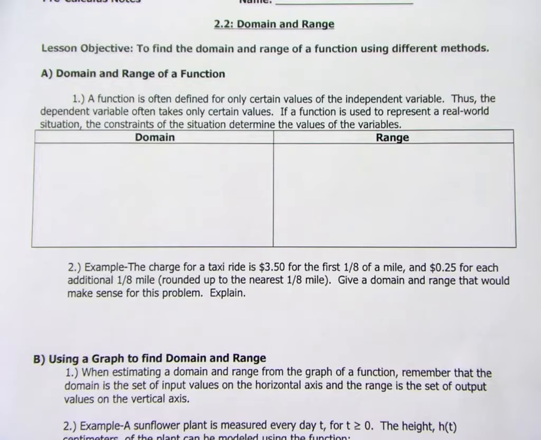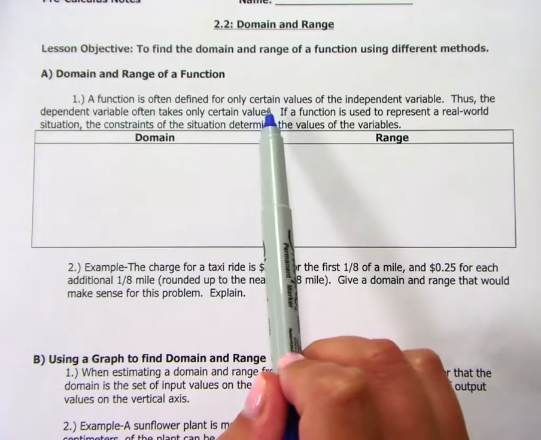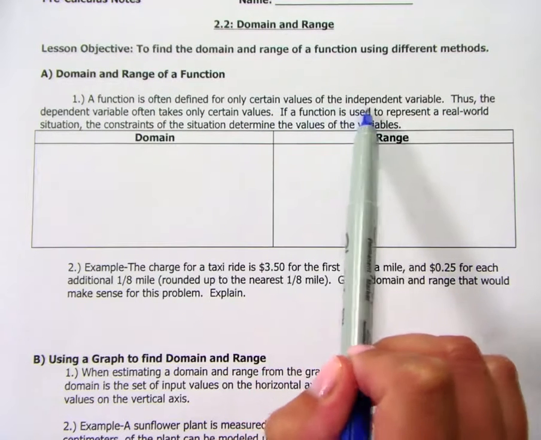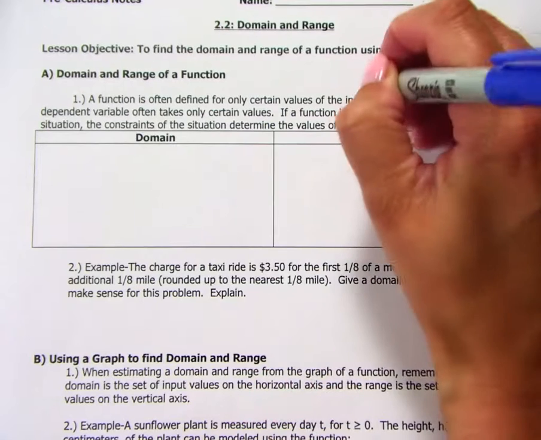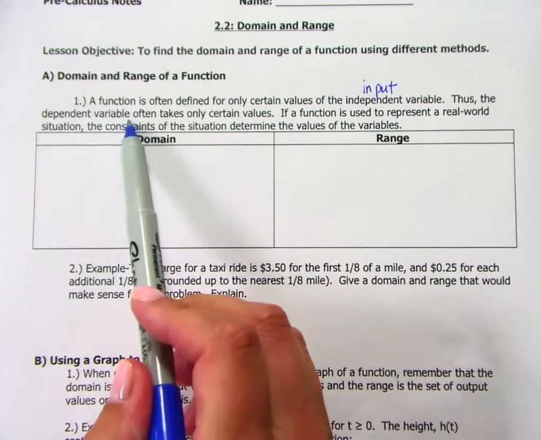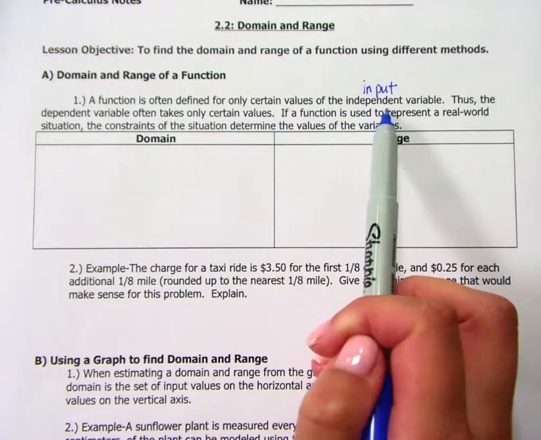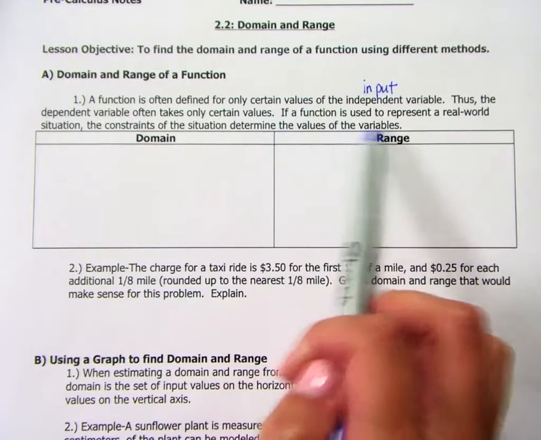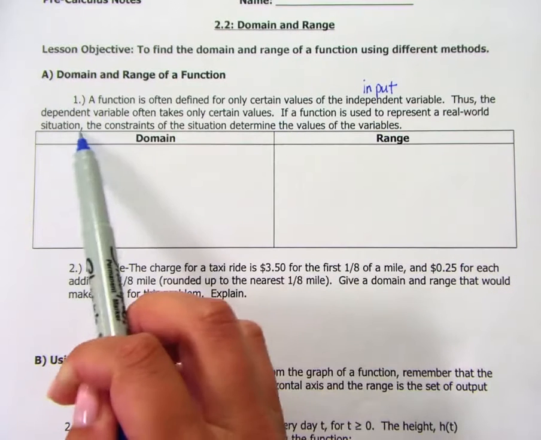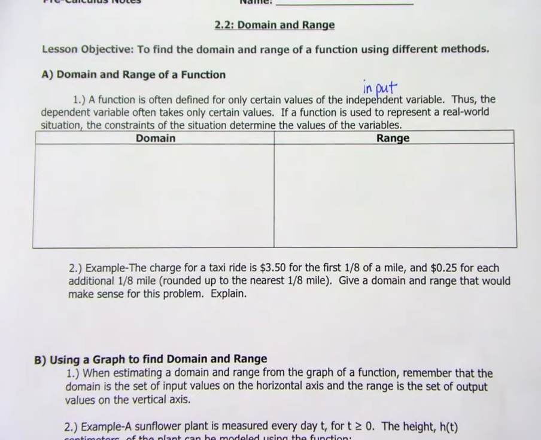All right, so let's talk first about what domain and range of a function is. We do need to know that a function is only defined for certain values of the independent variable. Remember, our independent variable is our input. Thus, the dependent variable only takes on certain values depending on what the input is. If a function is used to represent a real-world situation, the constraints of the situation will determine the value that your input and thus your output will have.